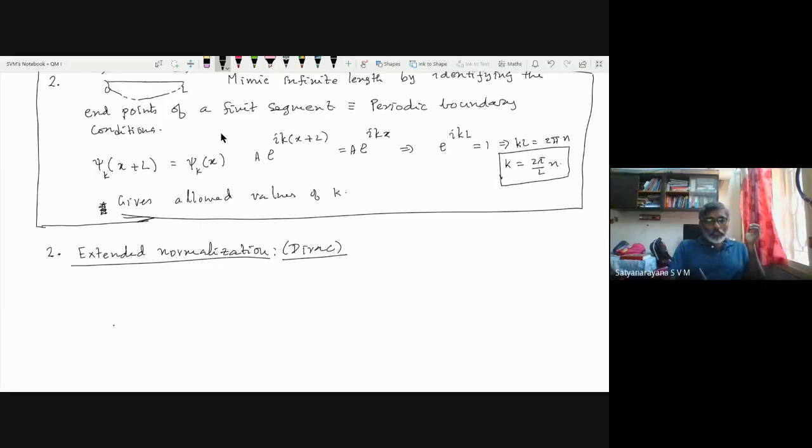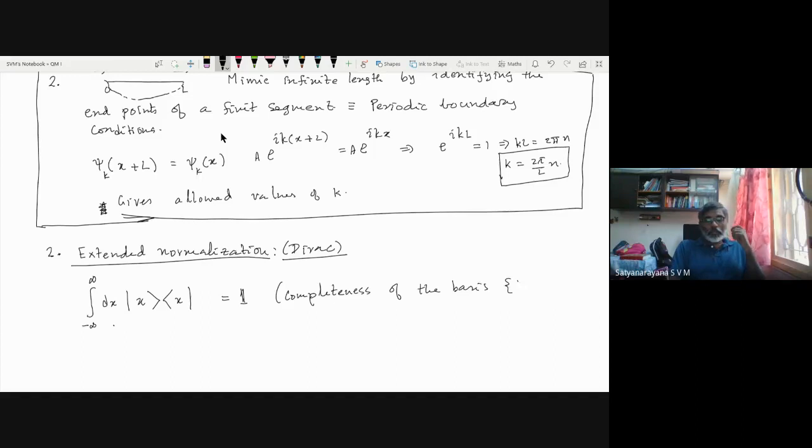So now let us recall some of the things about this basis. So we know that the integral from minus infinity to infinity of |x><x| dx is equal to identity. And this is what we called the completeness of the basis, the coordinate basis. Okay, so this is identity. When we talked about the basis of position and momentum operators, we have talked about this.